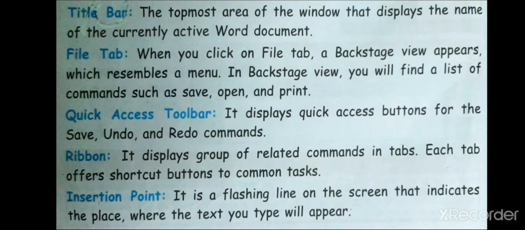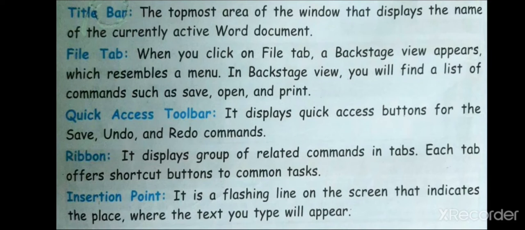Ribbon. It displays a group of related commands in tabs. Each tab offers shortcut buttons to common tasks. There are tabs in the ribbon which contain groups of related commands. इसमें टैब बने होते हैं, टैब्स में ग्रुप्स होते हैं और उसमें रिलेटेड कमांड्स होती हैं.